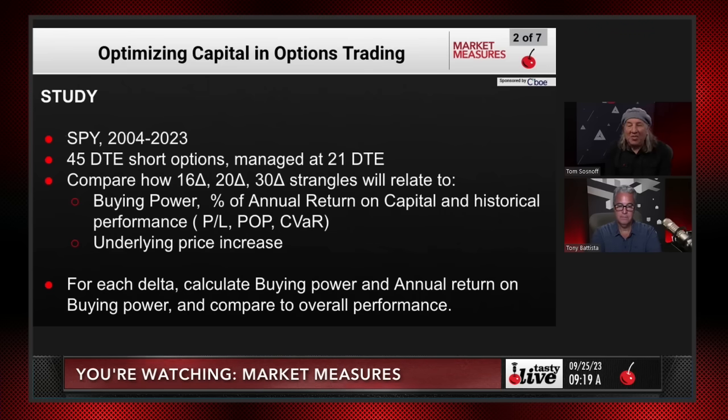Would you like to take a pre-segment guess as to whether the 16, the 20, or the 30 delta strangle? And we've done a lot of studies on this that show that somewhere between 16 but probably 20 has always been regarded as kind of the optimal sweet spot. Take the least amount of risk, make the most amount of money at the 20 delta. Let's see if this study comes to a similar conclusion.